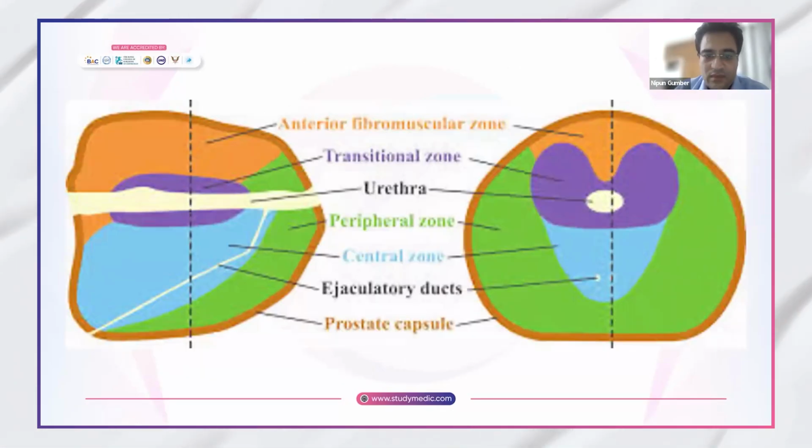Okay, so again, this is the urethra. Just beside the urethra is the transition zone. This is the central zone. These are the ejaculatory ducts. This is the anterior fibromuscular zone, and this green one is the peripheral zone.